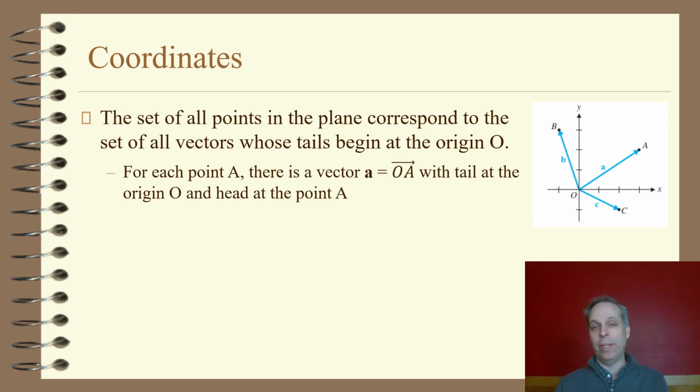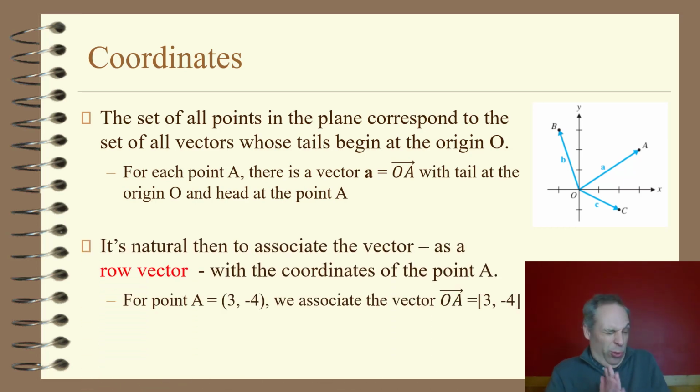So the set of all points in a plane corresponds to the set of all vectors whose tail begins at the origin. So for example, for every single point A, there's a vector, boldface a, that goes from the origin O to the point A, whose tail is at the origin and whose head is at the point A. I've given you a picture then of various different examples. Notice that in each case, I've labeled the vector in blue as an arrow going from the origin to some other point, and the vector's name is a boldface letter, where the letter is the lowercase version of the terminal point.